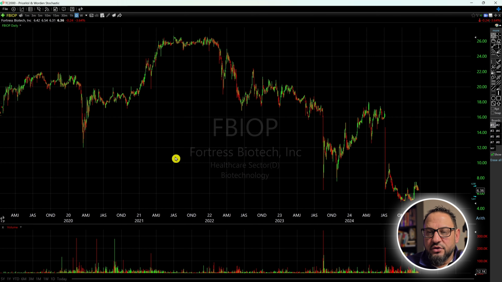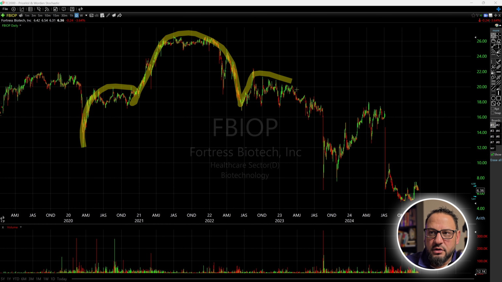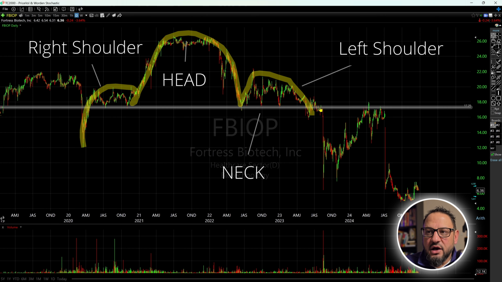And here is another example of a head and shoulders pattern. So let's try to identify it. I'm going to grab my highlighter here. That is a shoulder, and that is the head, and that's another shoulder. Where is the neck? It's sitting right here. Guys, when the neck got broken, look at this move. It moved pretty much over 50%.